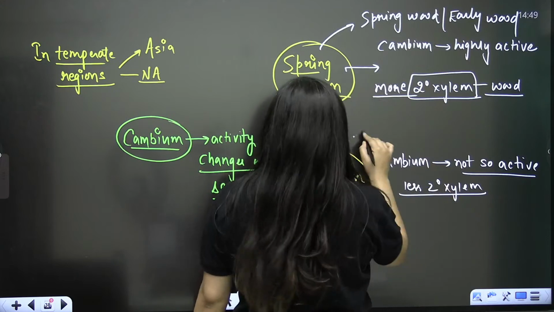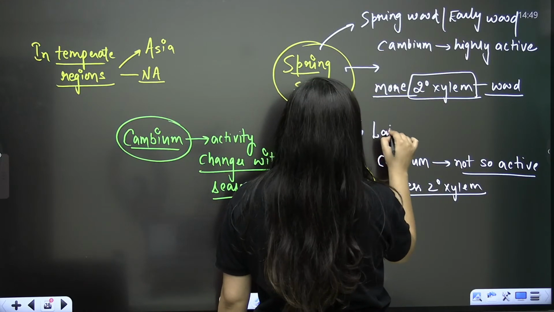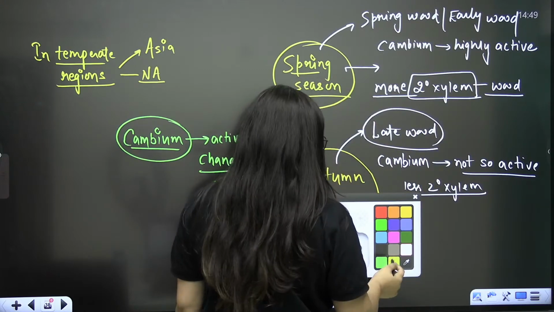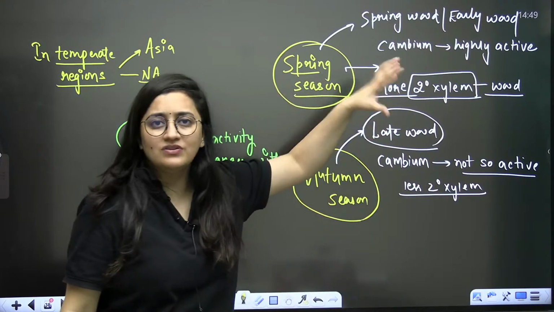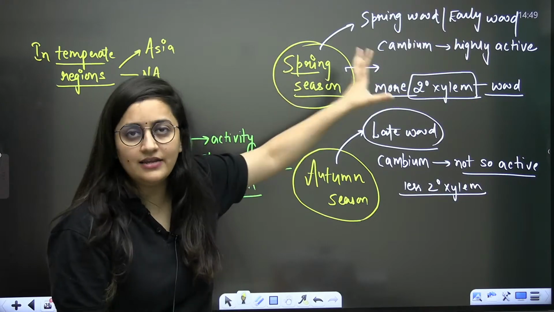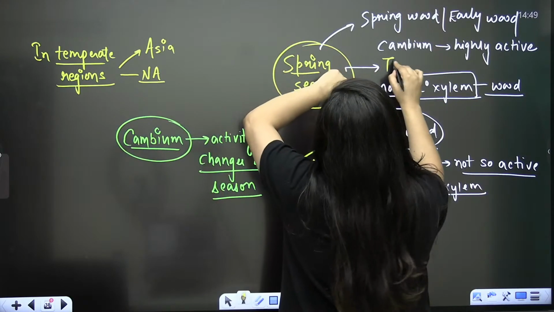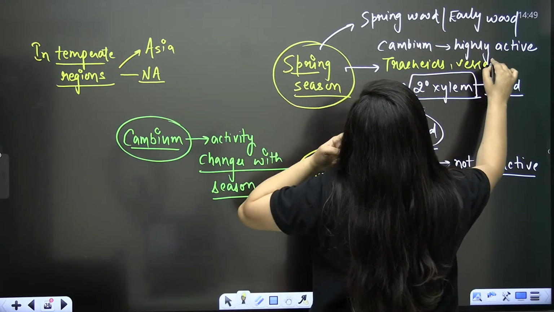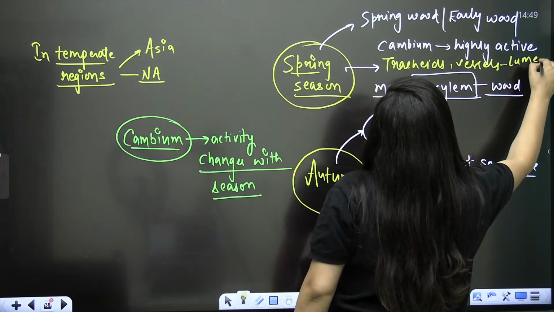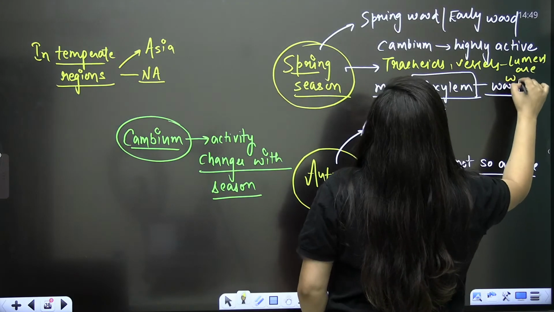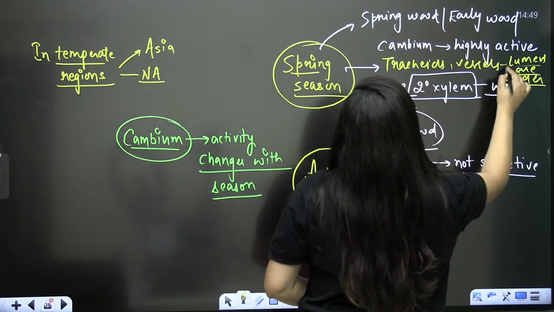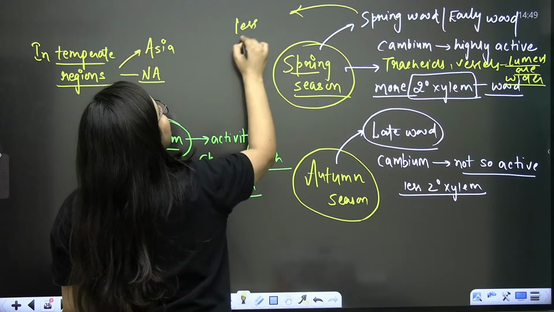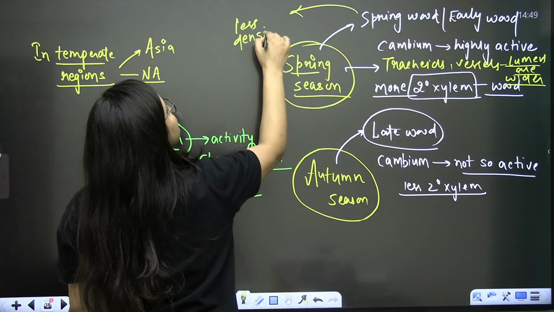And in the case of this autumn season, it is going to be the late wood. Now, as I'm saying, more and more xylem elements are there. So here you will see that tracheids and vessels have wider lumens. So in such a case, the spring wood has less density because the lumens are wide here.